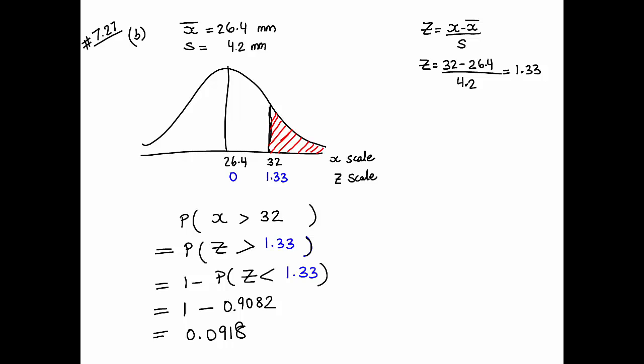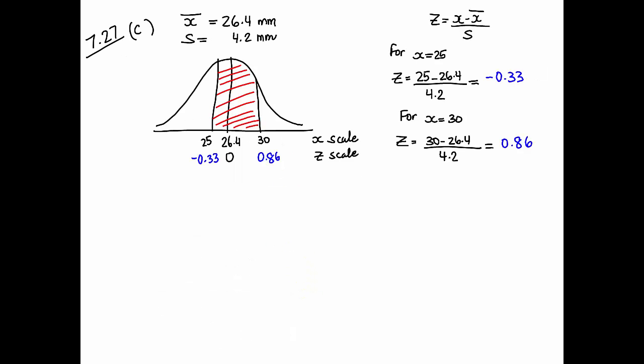Let's do part C. Just like before, this time I have 2 points. I'm looking for the chance that for healthy children the left atrial diameter is between 25 and 30. You have two numbers this time to convert to z-score. Remember, for the mean, z-score is always 0. The value that lies to the left of the mean gets a negative z-score, and the one to the right will have a positive z-score.